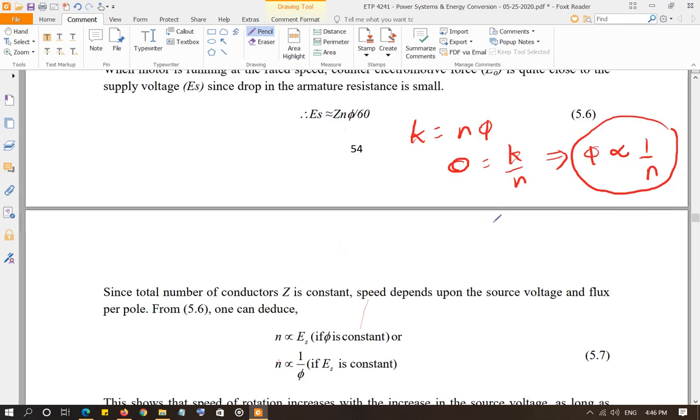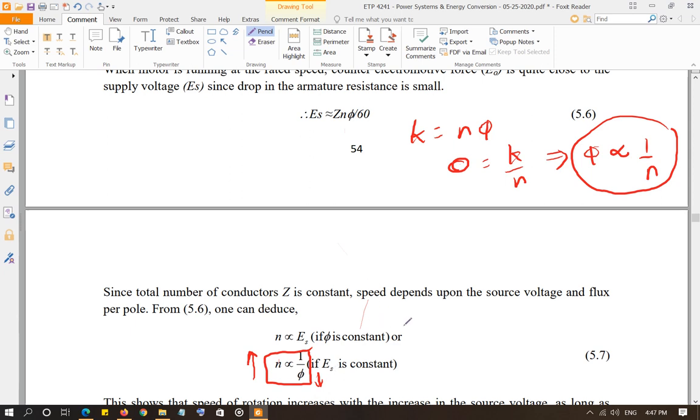Now this relationship is an extremely important relationship. It shows that as long as your ES is constant, if for any reason your flux starts going down, something happens to the field and the field starts becoming weak, and the motor is running, what's going to happen? That motor is going to speed up, because flux is going down, so the speed of the motor is going up. So this is an extremely important relationship to remember, because we will use it in several places.